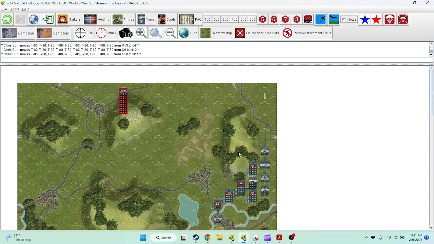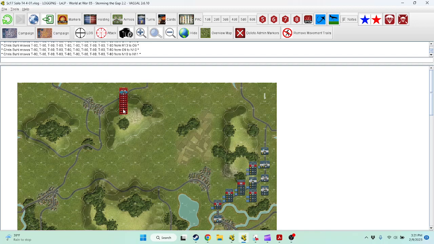So, turn 4 out of 12 of scenario 17, the deceived, using the solo assistant to control the NATO forces defending against a strong East German attack, which is being supported by the Soviets.